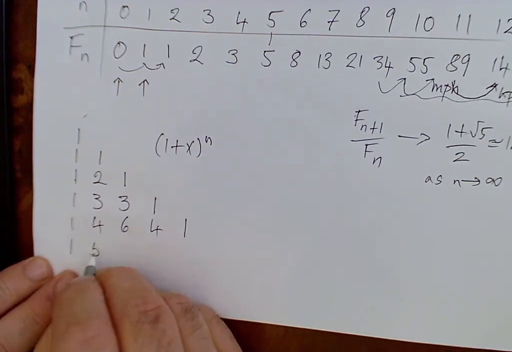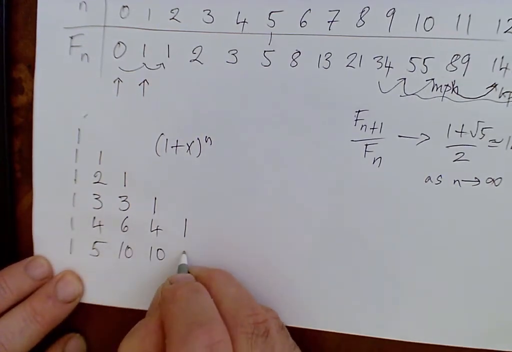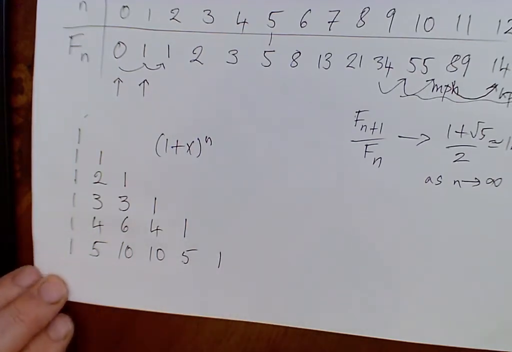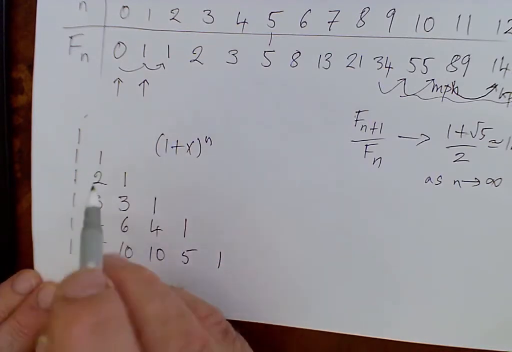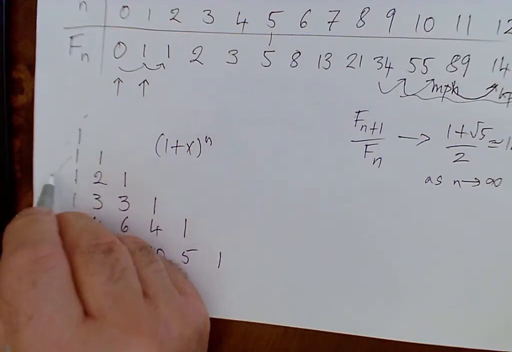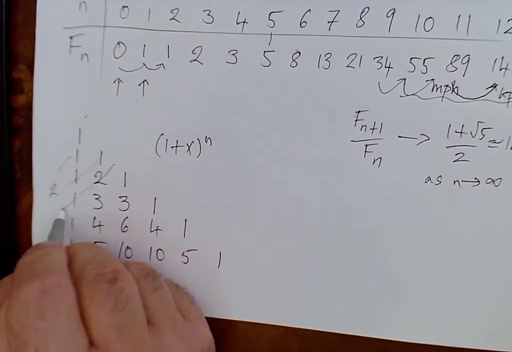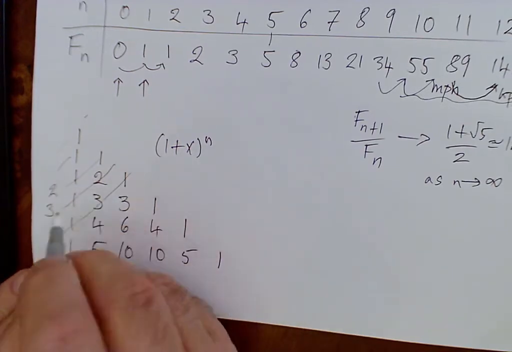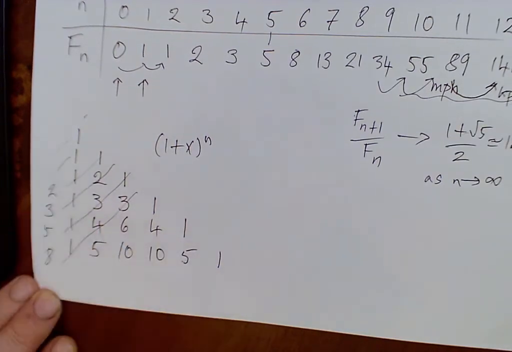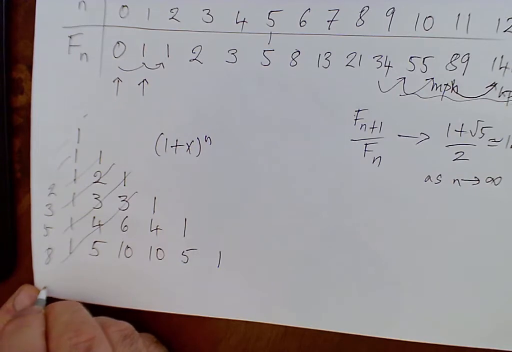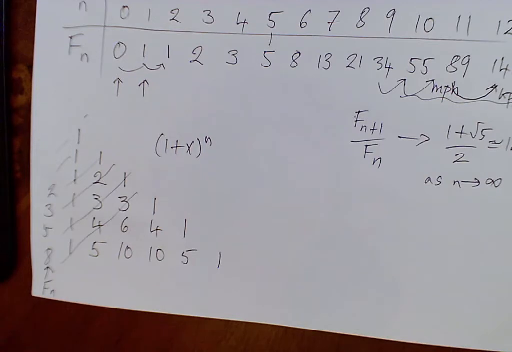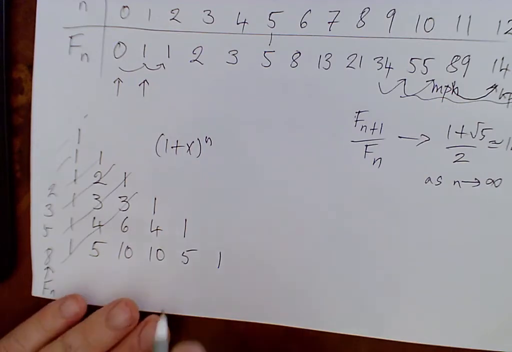1, 5, 10, 10, 5, 1. And if you just add these up diagonally, you get the Fibonacci numbers. It's probably not so surprising if you know the rule for Pascal's triangle. But you see, you get 1 and 1 is 2, 2 and 1 is 3, 1, 3, 1 is 5, 1, 4, 3 is 8, and so on. And you're getting the Fibonacci numbers down here. But that tells you that each Fibonacci number is a sum of certain binomial coefficients. So there's a link with binomial coefficients.